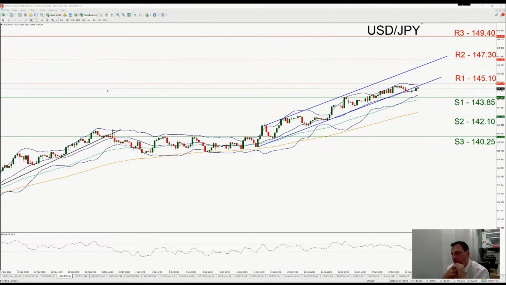For the time being, though, given that the upward channel has been broken, we switch our bullish outlook in favor of a sideways movement bias between the R1 and the S1. Should the bulls regain control of the pair, we may see it rising, breaking the R1 145.10 and start aiming for 147.30. On the other hand, should the bears take over, we may see the price action dropping, breaking the S1 143.85 and start aiming for 142.10.